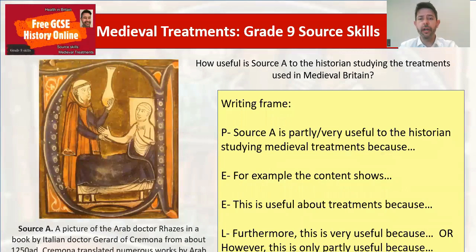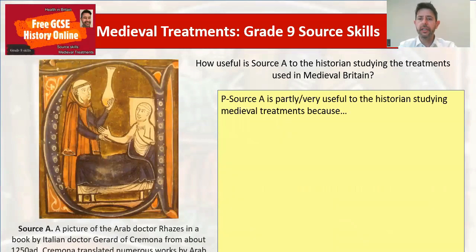So we'd have a nice writing frame. Source A is partly or very useful to historians studying medieval treatment because, for example, the content shows this is useful because, and we might have a furthermore or however at the end. Let's give that a go. You can work through this with me if you like. So I'll put out the first sentence and you can pause and go through if you want to do your own idea. Remember, when you're answering these questions, my argument might be different to yours, but a different argument is fine. It's just the quality of the argument that gets you the grades.